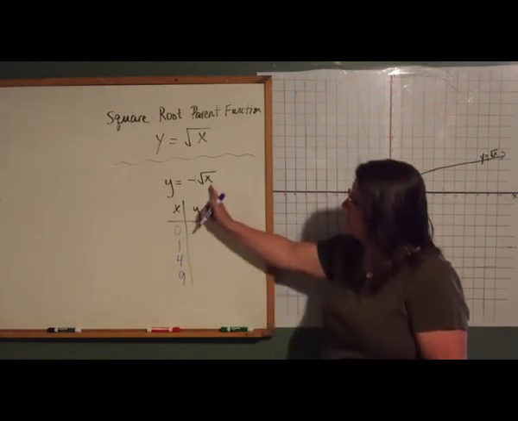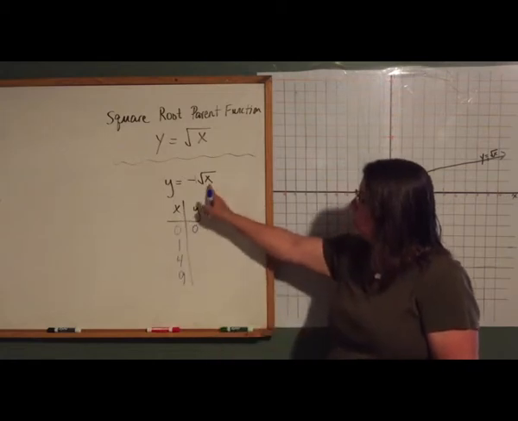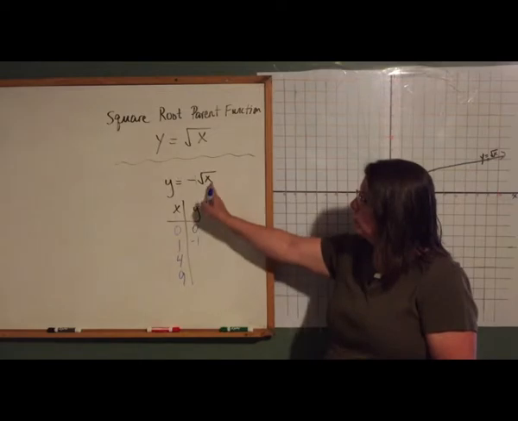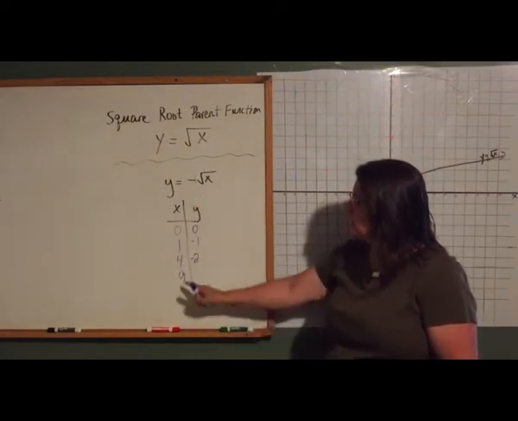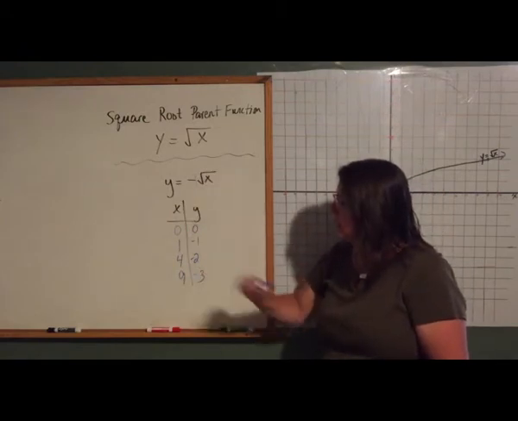Well, the square root of 0 is 0. 0 times -1 is 0. The square root of 1 is 1. 1 times -1 is -1. The square root of 4 is 2. -1 times 2 is -2. The square root of 9 is 3. -1 times 3 is -3.